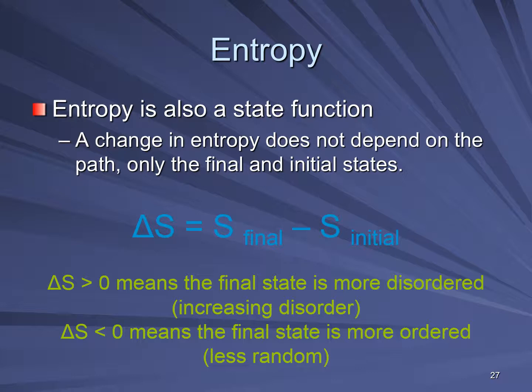Remember that delta H, a negative delta H means that it's exothermic, and a positive delta H means it's endothermic. And now the signs are a little bit different. So the thing that becomes more disordered is actually positive, and the thing that becomes less disordered or more ordered is negative. So keep that in mind.